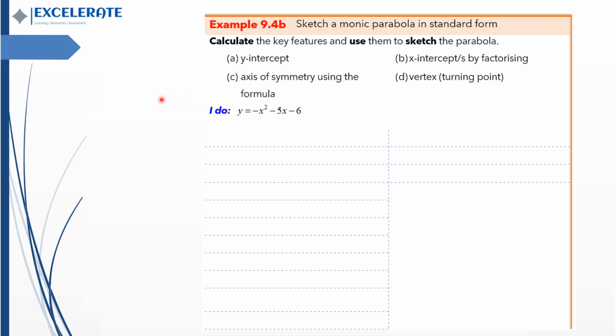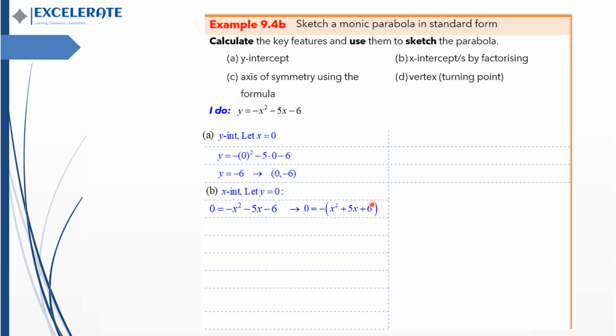So for y-intercept, let x equal 0. Subbing in 0, our y-intercept is -6. Now the x-intercept, we first let y equal 0. Now I have a negative a value here, so what I've decided to do is divide everything by -1, or factorize out the -1. So I have -1 outside of x squared plus 5x plus 6.